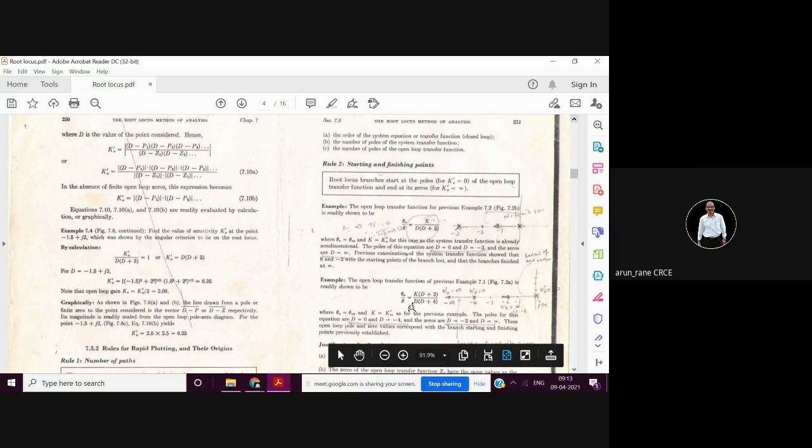Here again, how many roots are there? Two roots. This is a quadratic equation. There will be two branches. One is this and another is this.